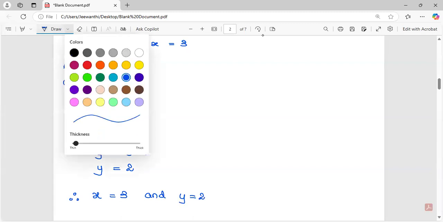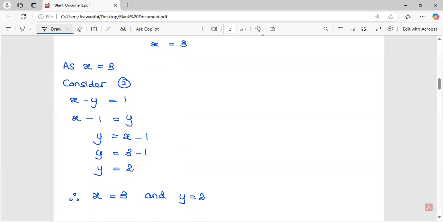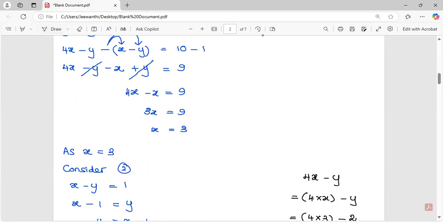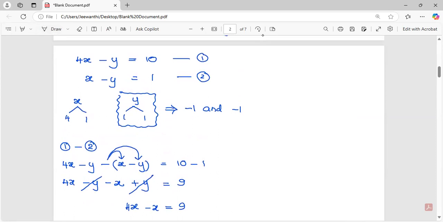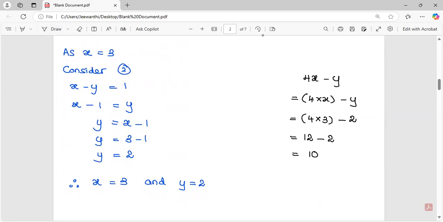Now, I want to double check whether my calculations are correct. 4x minus y. I quickly write here 4x minus y, the other equation I take. 4x means 4 times x, minus y. Then 4 times 3 minus 2. So then 4 times 3, 12. 12 minus 2, it is 10. And I go up and see whether they have given 10. Yes, it is 10. So that means my calculations are correct. So this is how you double check whether your calculated answers are correct or wrong.